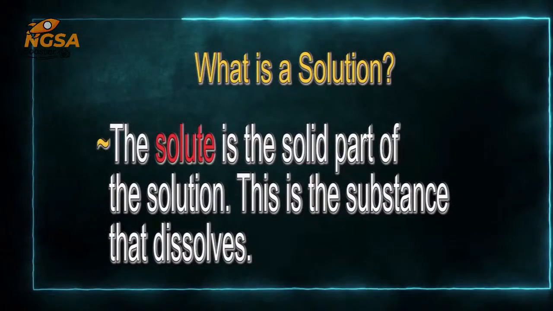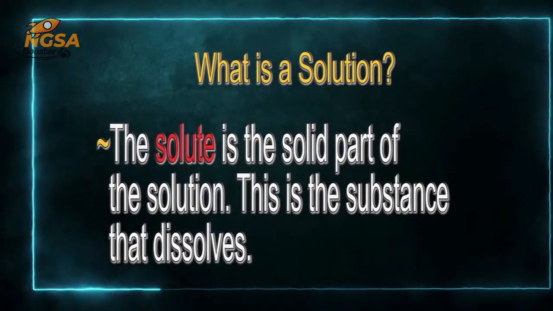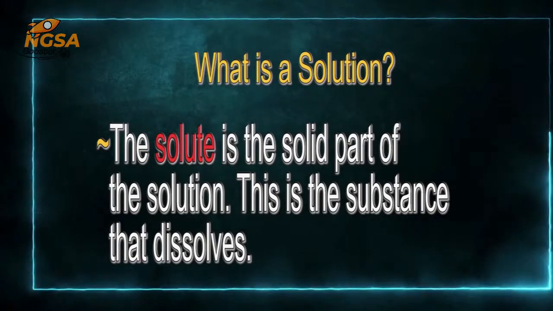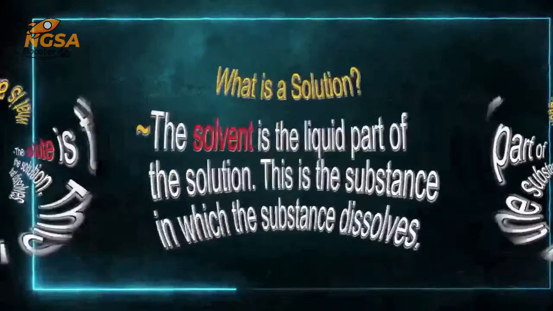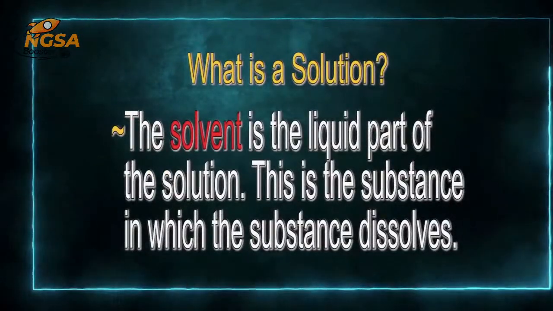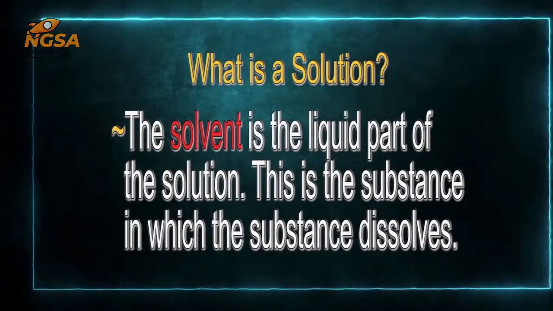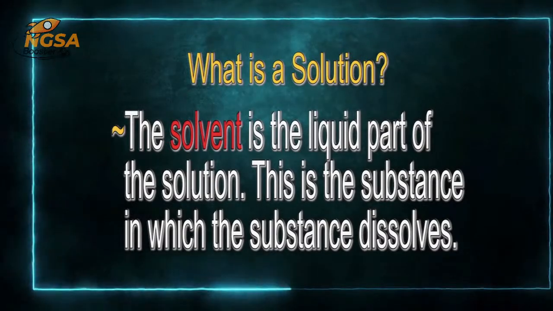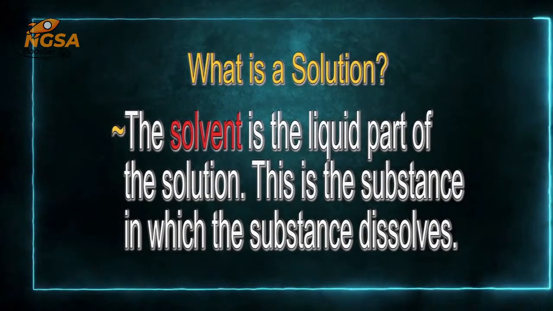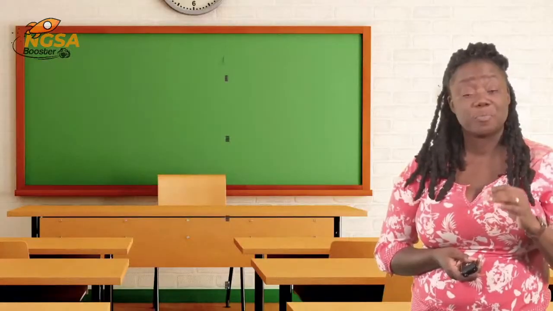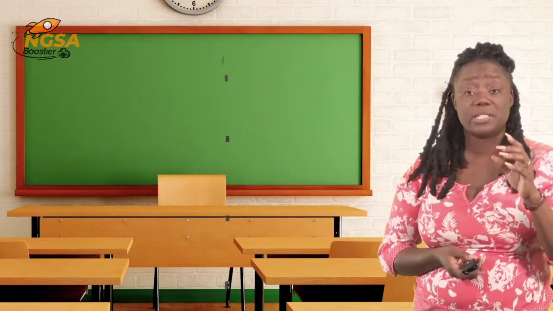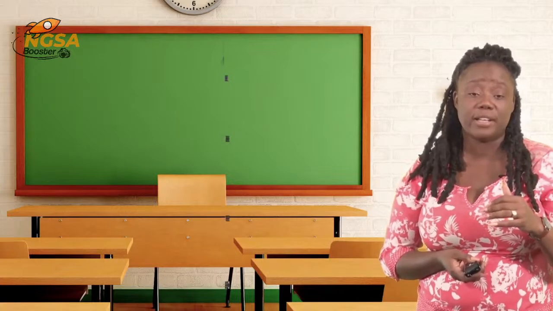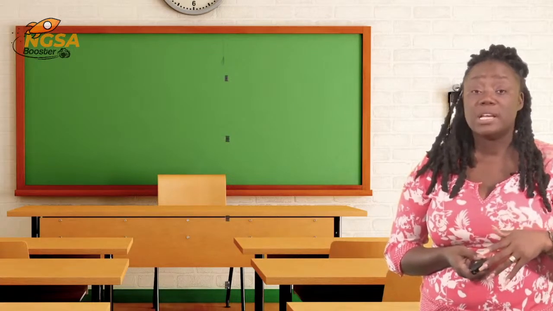The solute is the solid part of the solution. This is the substance that dissolves. The solvent is the liquid part of the solution. This is the substance in which the substance dissolves. So, the solute in the salt solution would be salt and the solvent would be water.